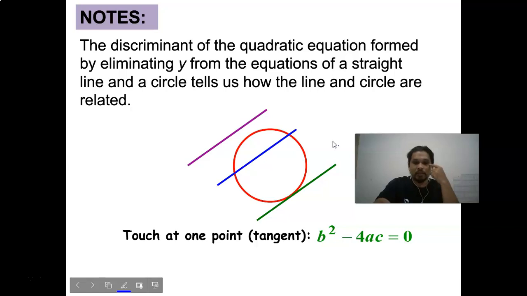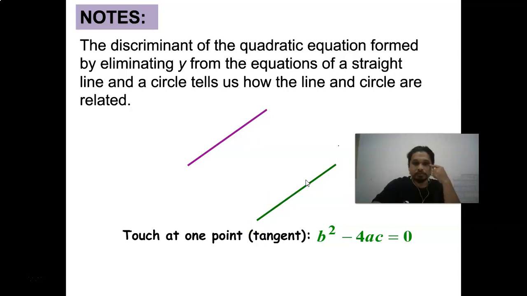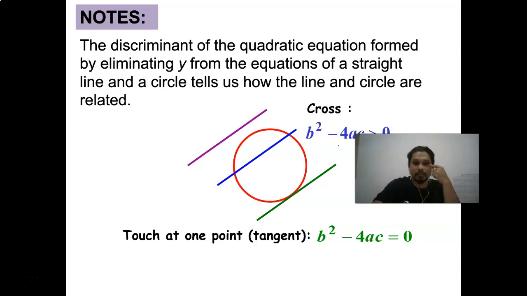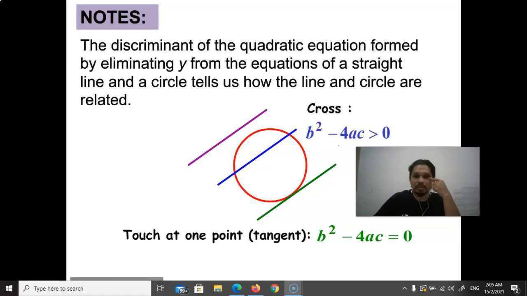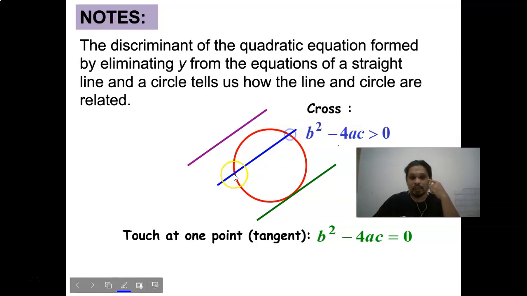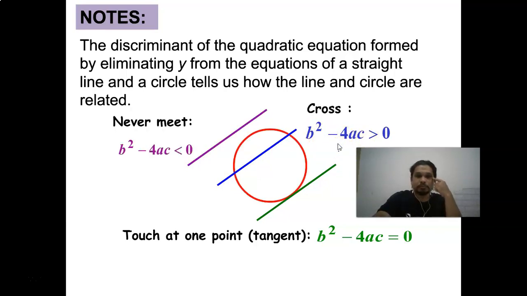Okay, touch at one point is a tangent. When the line touches at one point, b squared minus 4ac equals 0, and this is called a tangent of the circle. With the blue one, b squared minus 4ac, when it cuts at 2 points, 1 and 2, b squared minus 4ac is greater than 0. And here it did not touch the circle at all, so b squared minus 4ac is less than 0.